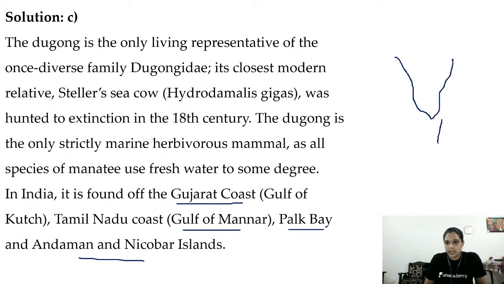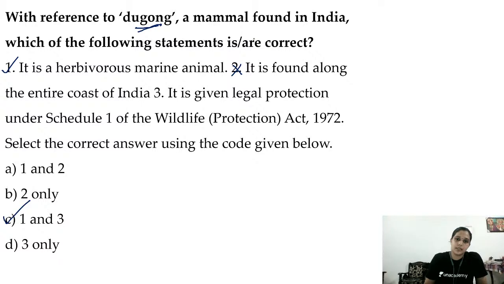So you have Sri Lanka here, and then in this Gulf of Mannar, Palk Strait region, and here in Gujarat, the Gulf of Kutch. These two places only you can see the dugong. I know that very well. It is not found along the entire coast of India, and it is definitely given Schedule 1 wildlife protection.